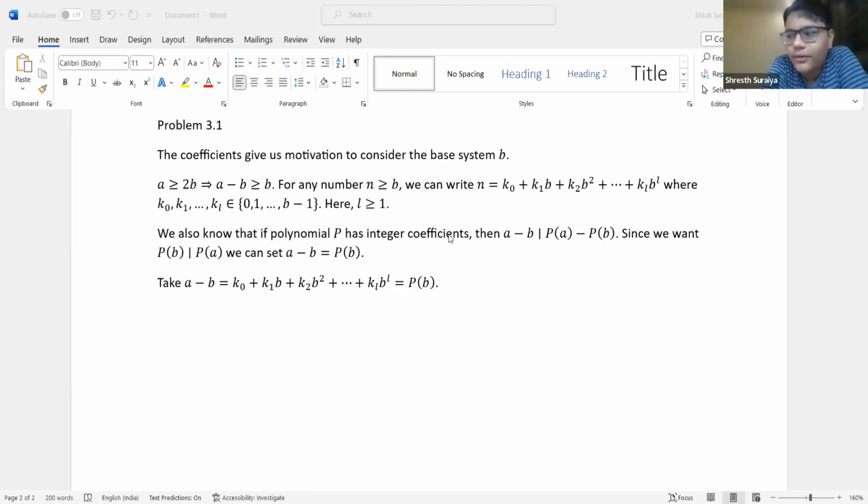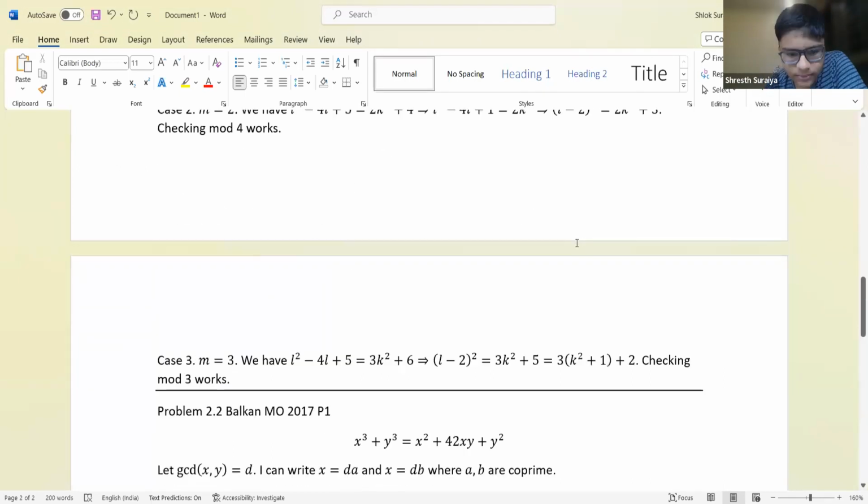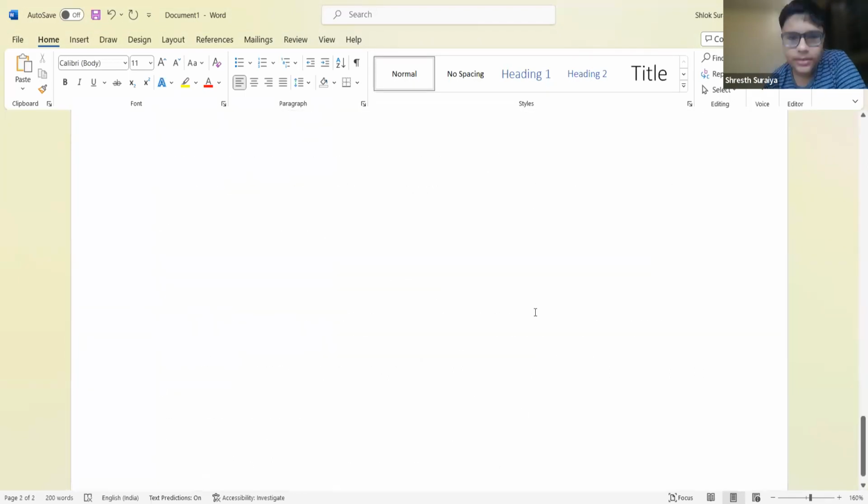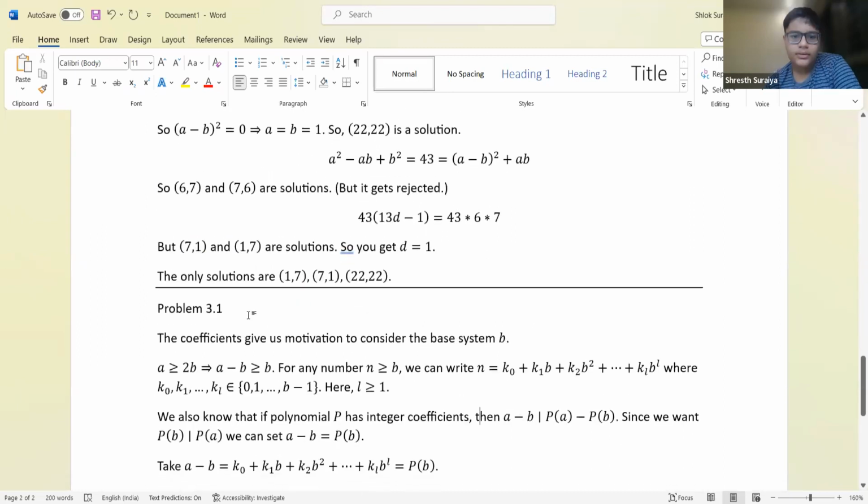Okay, so now we'll move on to the next problem. So has anyone seen the China TST problem? By the way, this problem is actually a very recent problem. You might be aware of the All Russia MO, grade 10, third problem, 2023.